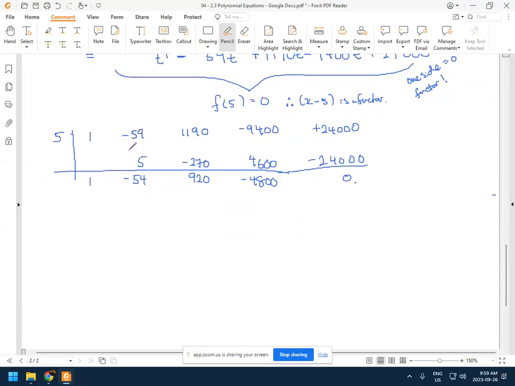So now we have, based on this, t minus 5, and then t cubed minus 54t squared plus 920t minus 4,800 equals a 0. Now we're better. We are in a better situation. Is there more? If there is, where do you look?